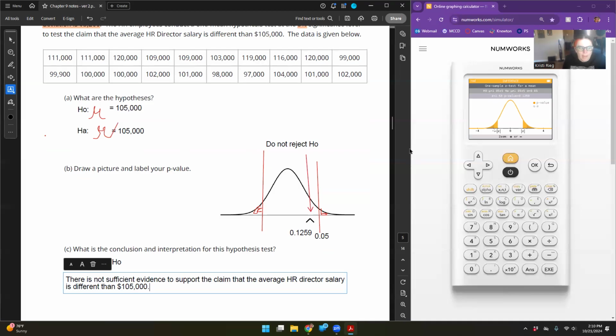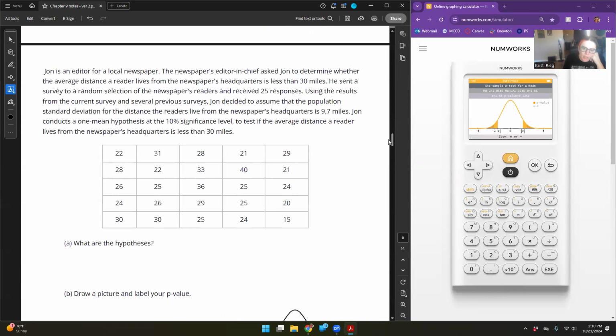Okay, last one. We just have one more to do, but what I want to do is challenge you to do the whole thing. So I'm going to pause it again. You're going to do the one with John as the editor for a local newspaper. So go ahead and work on that problem. And then I'm just going to do it and post the whole answer all at once and just kind of talk through it. But you do it by yourself first, just to make sure that you know how to do it.